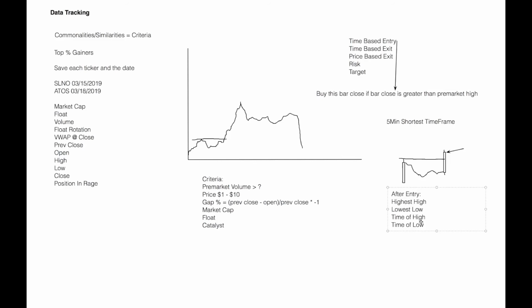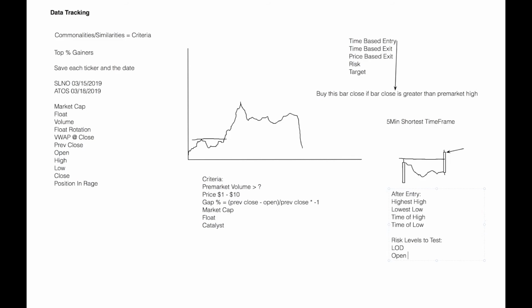Now, you also want to test for risk levels. The most common risk levels in these scenarios are going to be low of day, call that LOD, and open.